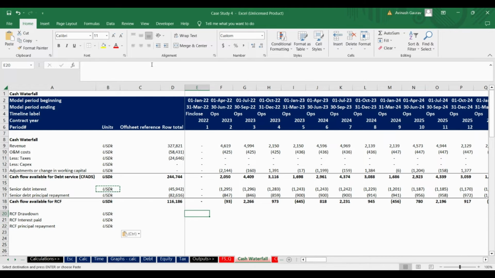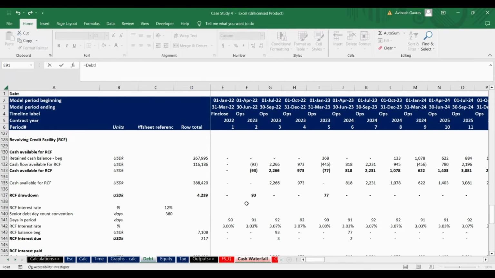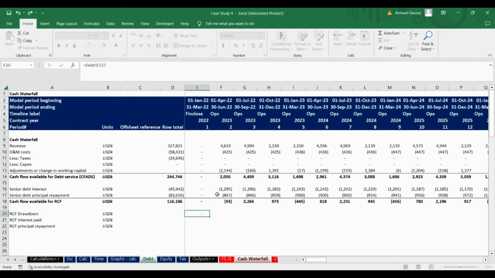Now RCF drawdown, I can link it from my debt sheet. I have already calculated it there. So here is your RCF drawdown, guys. It only gets activated once you are falling short of cash. By short of cash, I mean that if you have a negative cash in your system, then you can say, okay, let's withdraw the money from RCF and make it a positive cash, right?